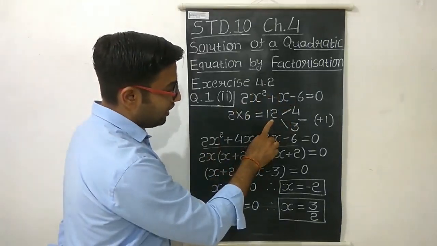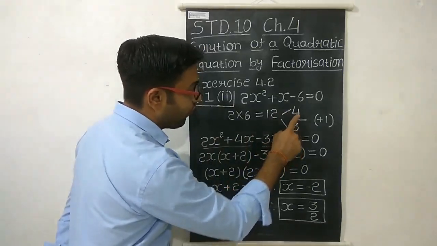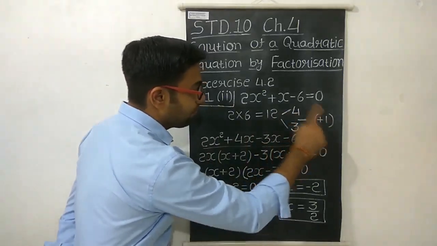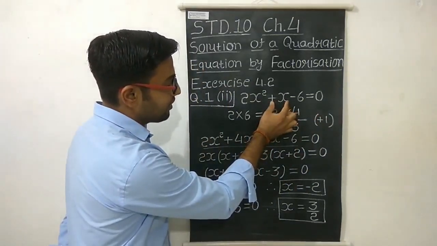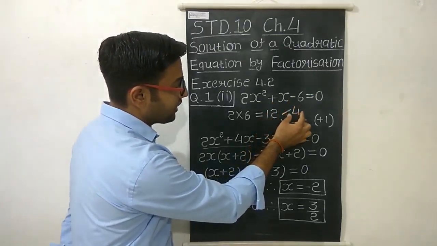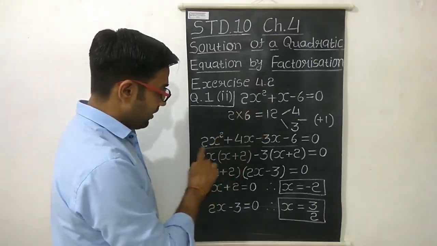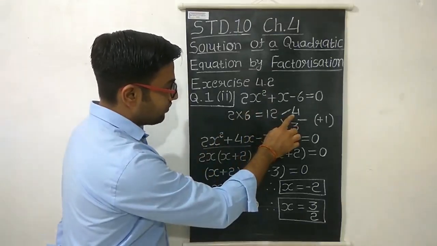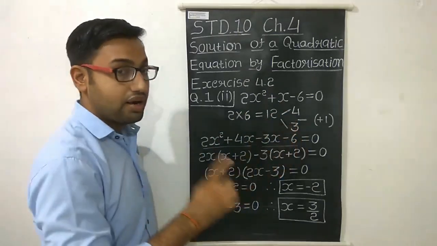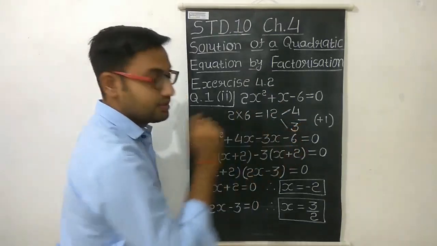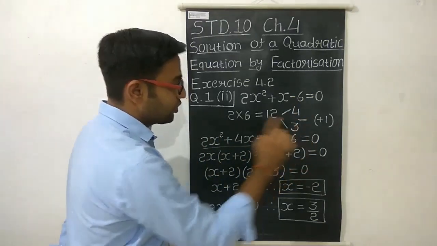So yes, 12 is factorized as 4 times 3 is 12, and the subtraction of 4 and 3 gives us plus 1. So now we have to write the middle term in the form of 4x and 3x. So 2x square remains as it is. First we write 4x. Now we write 3x, but minus 3x, right? So 4x minus 3x minus 6 is equal to 0.